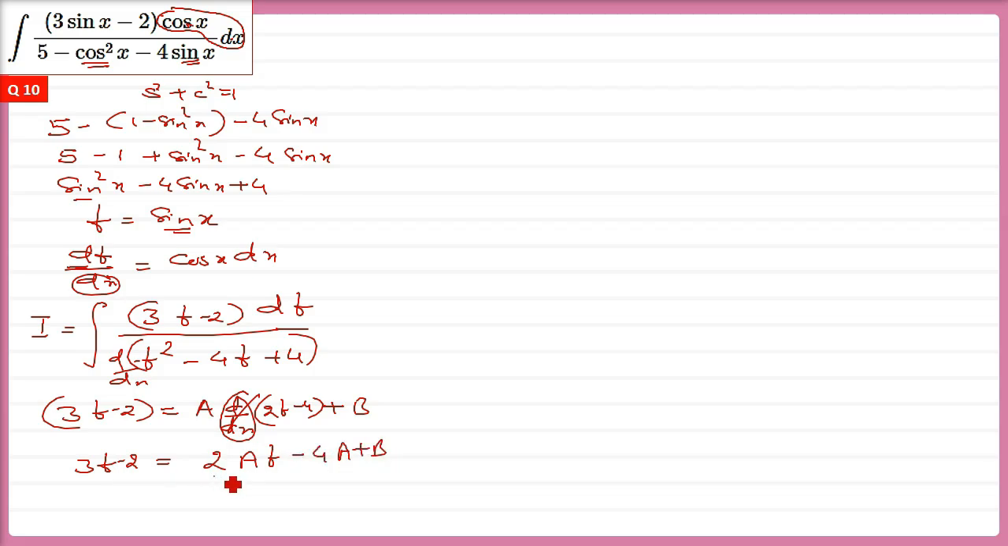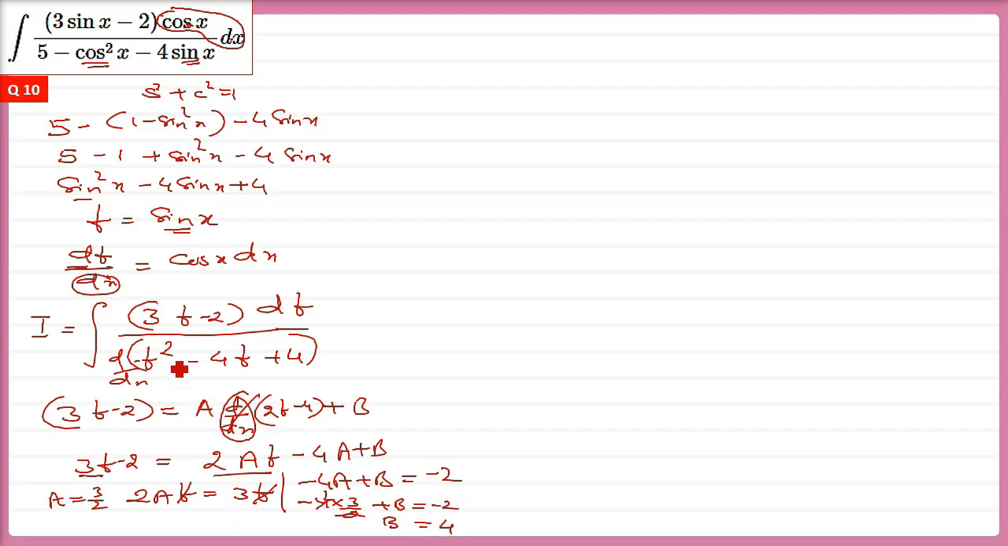Now just equate it. 2at will be equal to 3t. So when 2at equals to 3t, there will be another equation being formed. Minus 4a plus b is equal to negative 2. So just cancel this t. So a will be equal to 3 by 2. So let's write a equals to 3 by 2. Now put this a equals to 3 by 2 here. Negative 4 into 3 by 2 plus b equals to negative 2. So b will be equal to, see, 2 2s are 4, negative 6, it goes here. 6 minus 2 is 4. So a is 3 by 2 and b is equal to 4.